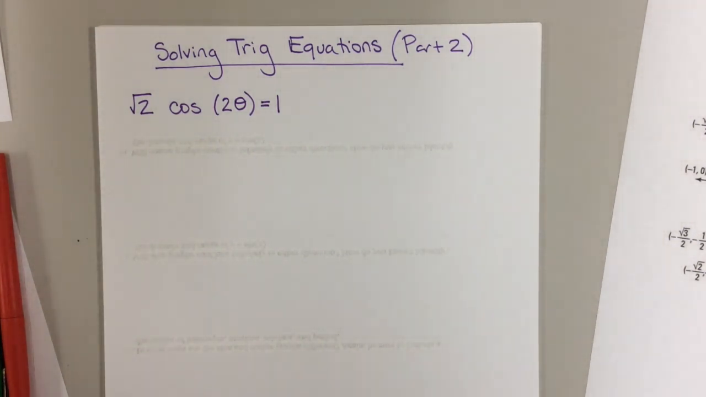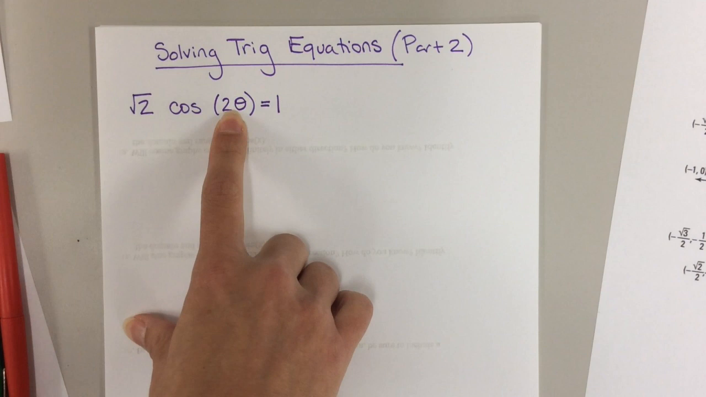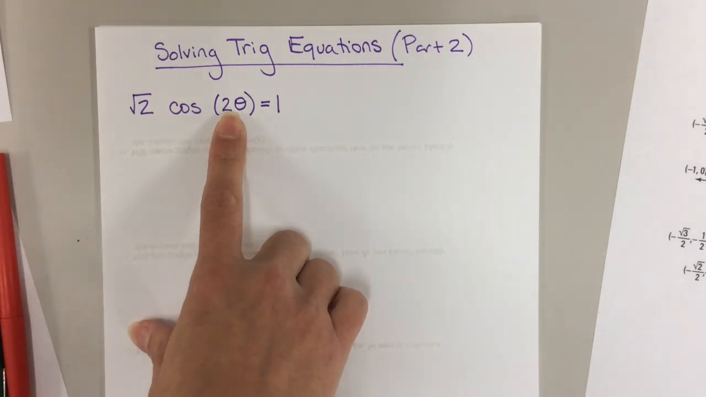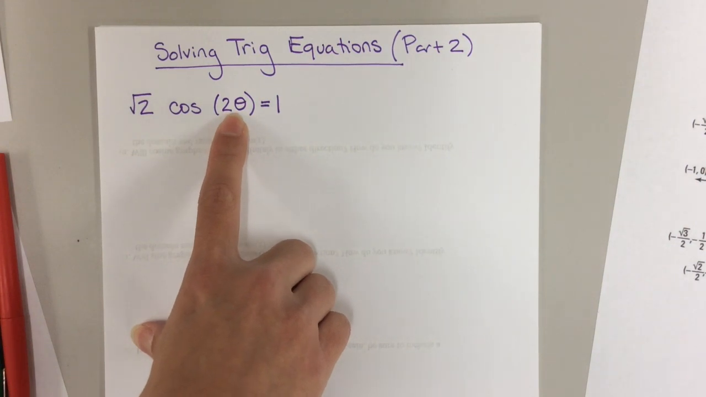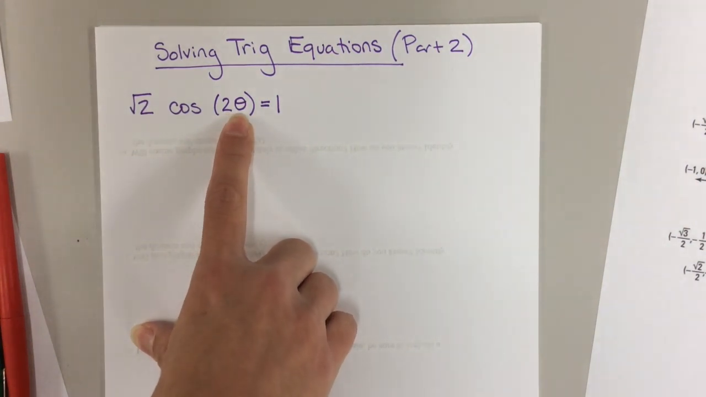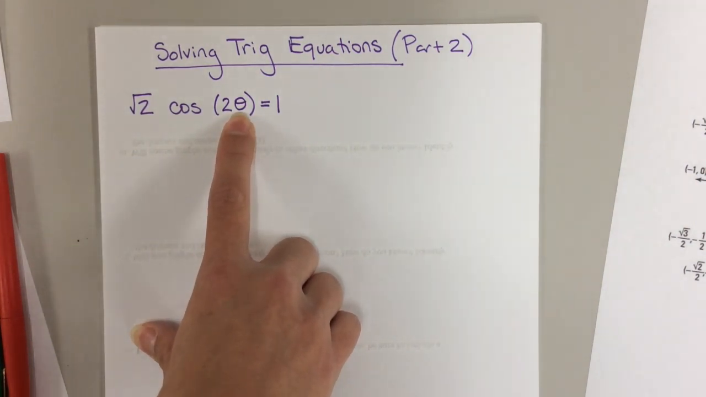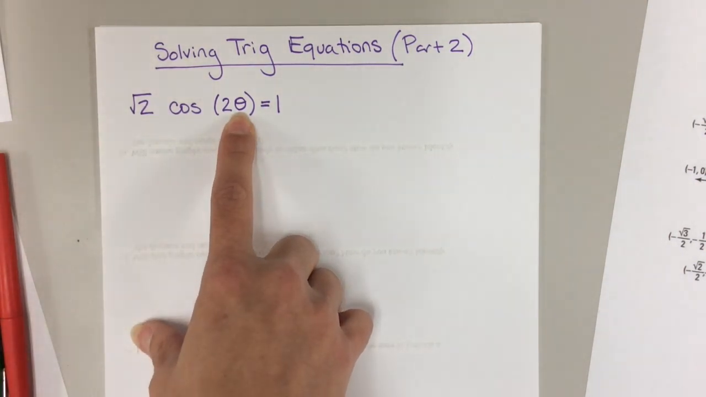Okay, this is Miss Robertson, and we're going to solve some trig equations. But this time we are going to have something with the theta here, an omega or a phi, some sort of manipulation to our angle. When we do this, we're going to start the same way.